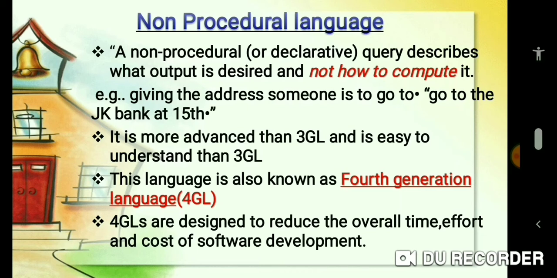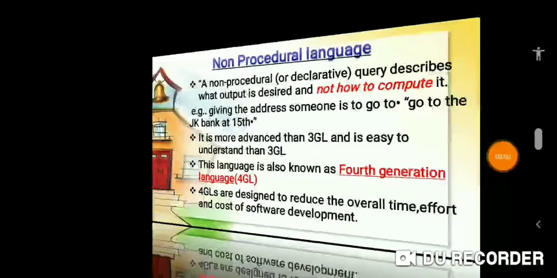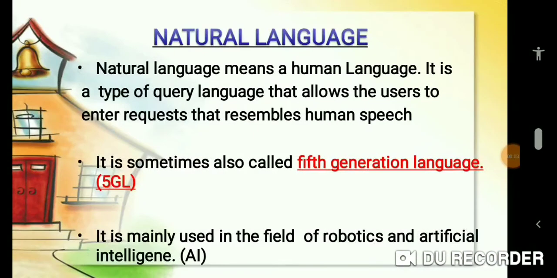Non-procedural language is more advanced than 3GL, that is procedural language, and it is easy to understand. Non-procedural language is also known as fourth generation language, that is 4GL. Non-procedural language is short in writing and it replaces many lines of code by a single line. So, it reduces the overall time, effort and cost of software development. So, the next is natural language.